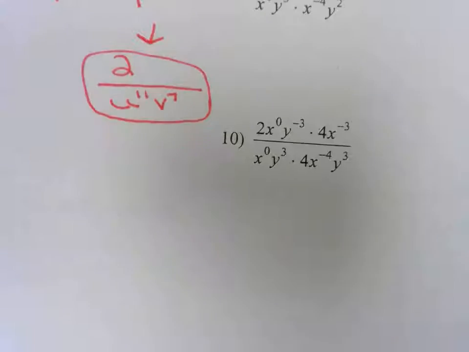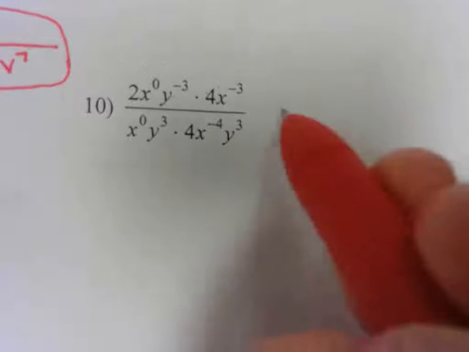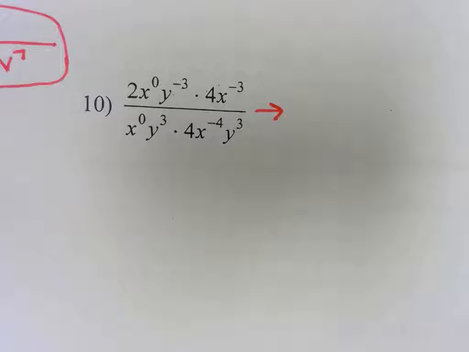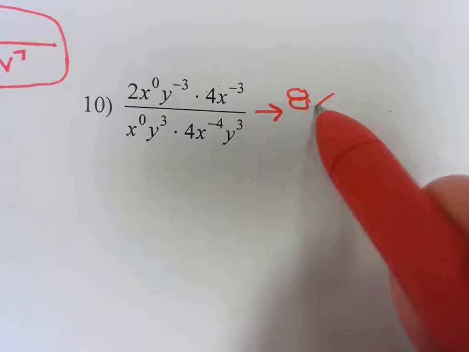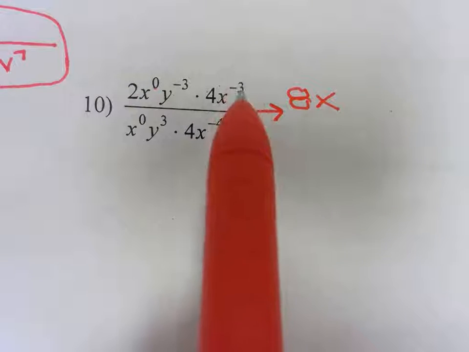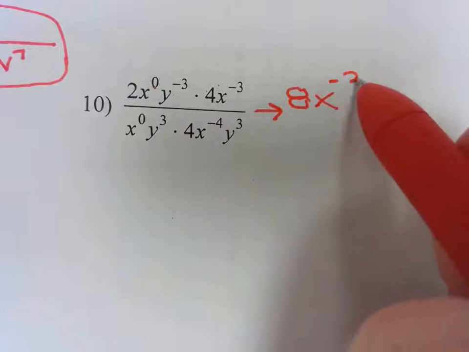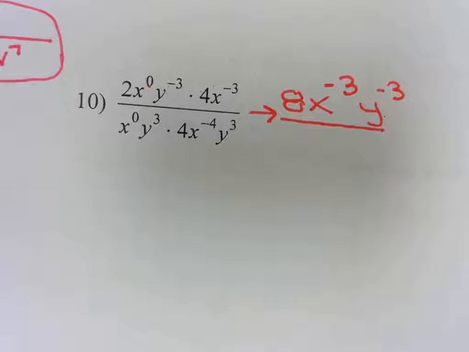So as I look at 10, we notice that the top and bottom both aren't simplified yet. So we need to multiply on the top and bottom and see what we have. So on the top, if I multiply, what is my coefficient going to become? 8. 2 times 4, 8. And then we go through my exponents. X to the, add your exponents, 0 plus a negative 3. Negative 3. And there's no other y, so it's just y to the negative 3rd. We'll deal with the negative exponents in a second, but just add them.